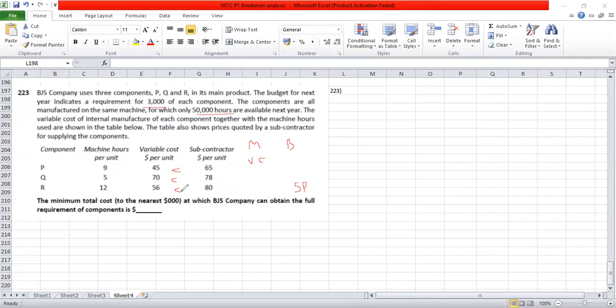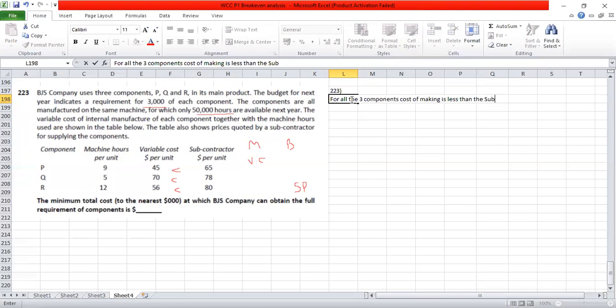So that is the important point. You can make a note in one simple sentence: for all the three components, cost of making is less than the subcontractor cost.